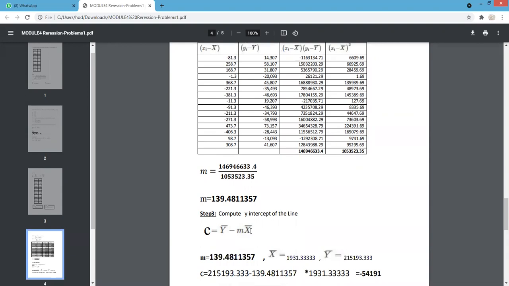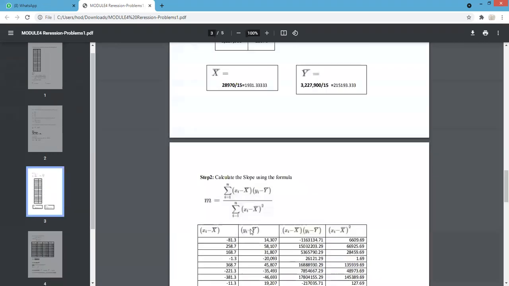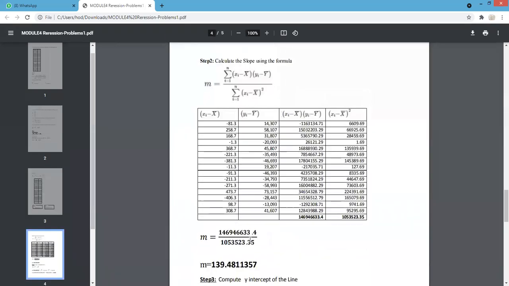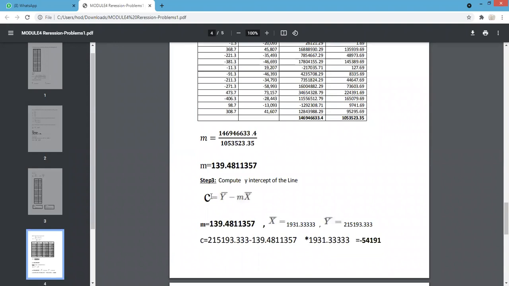Now the next thing is you have to compute step 3, that is the y-intercept of the line, where c is equal to y bar minus m times x bar. y bar we have calculated in step 1, so this is the y bar value. We know the x bar value. So we have m and we have c. First we are finding c, so we have y bar minus m x bar. m is this value, y bar is this value, x bar is this value.